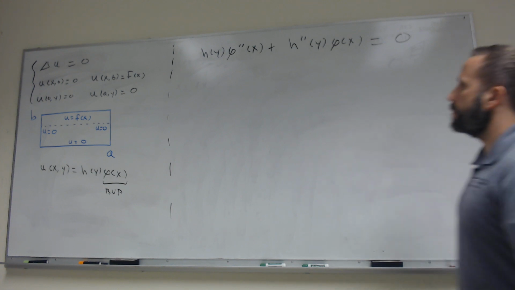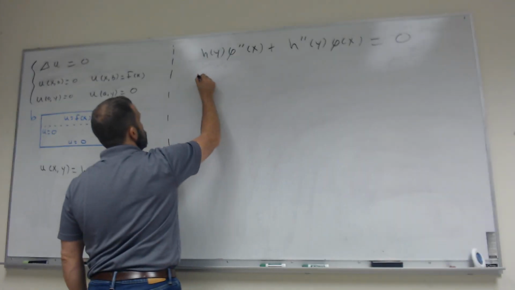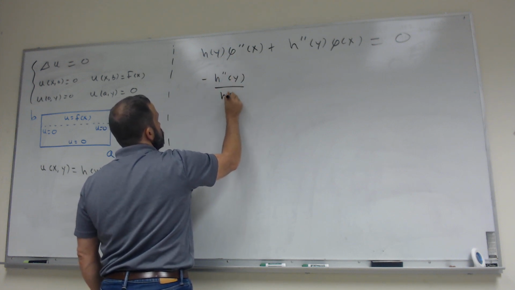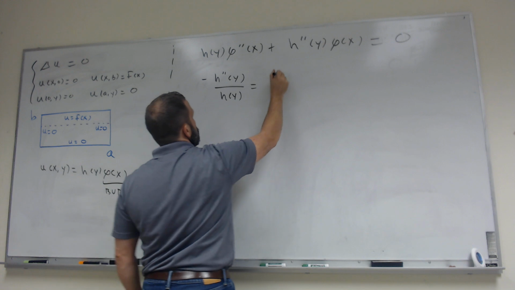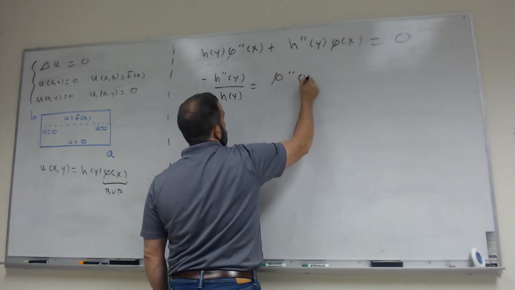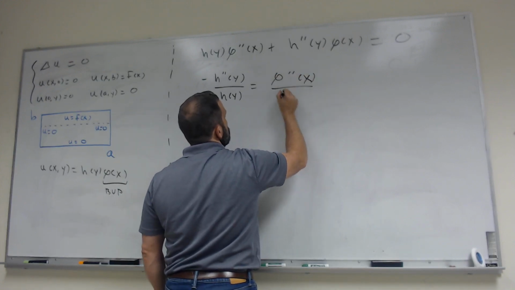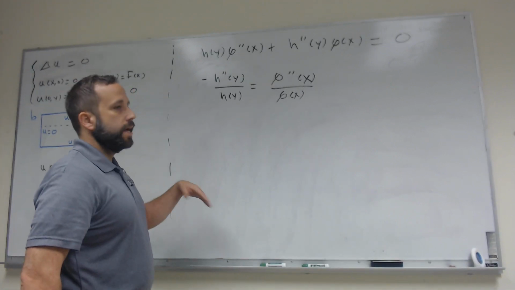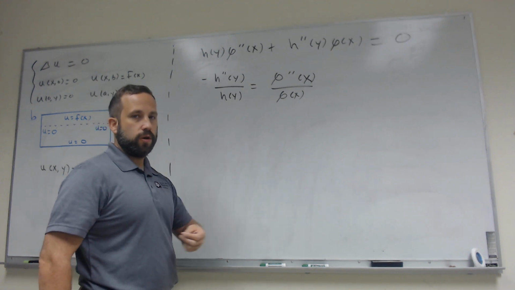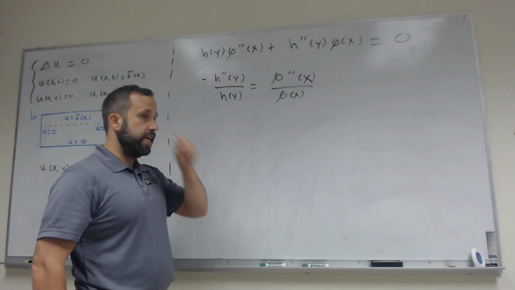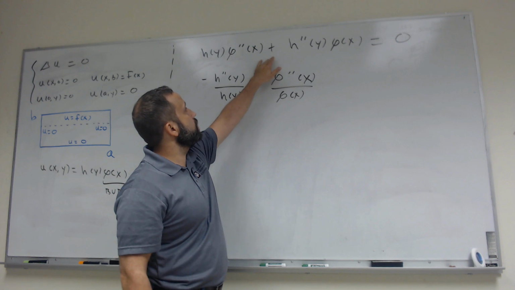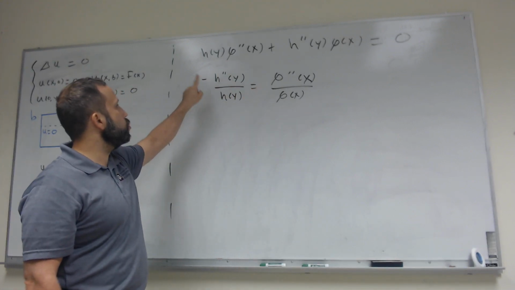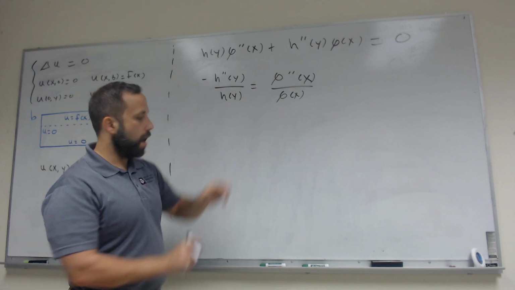Rearranging, so notice what's going to happen when I rearrange. I'm actually going to get minus h double prime of y over h of y equals phi double prime of x over phi of x. Remember with the wave equation, u_tt equals u_xx, so there was a minus sign there, and here we didn't have the minus sign there. But if you do the algebra, you either have to have a minus sign there or a minus sign there.